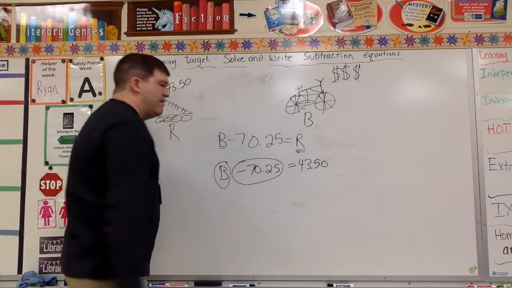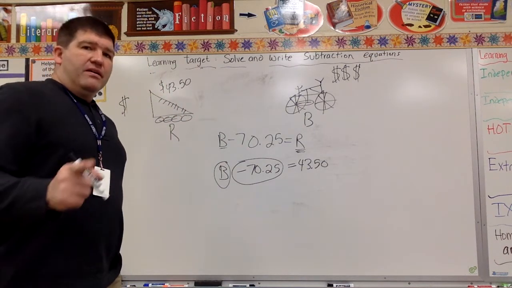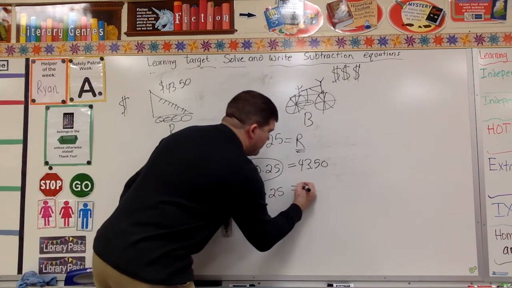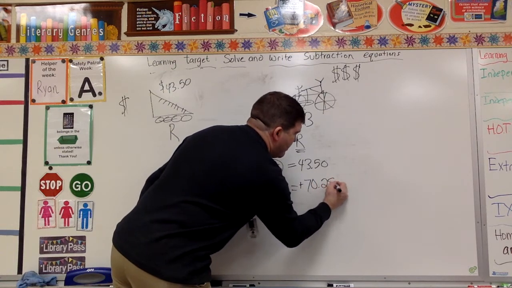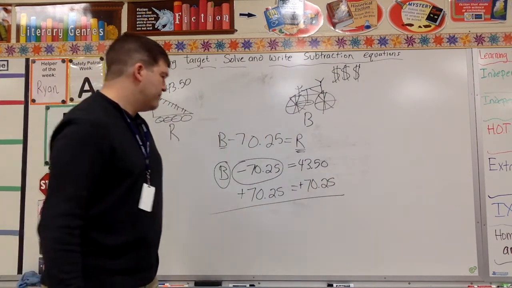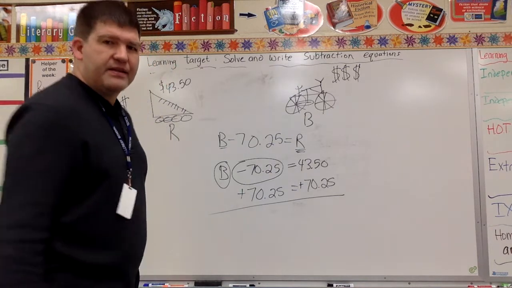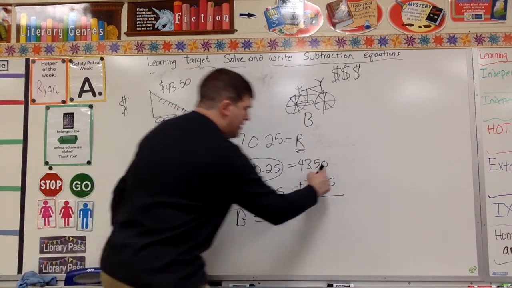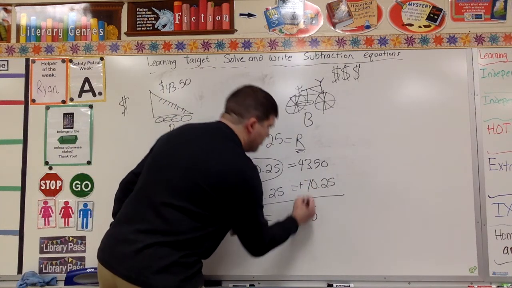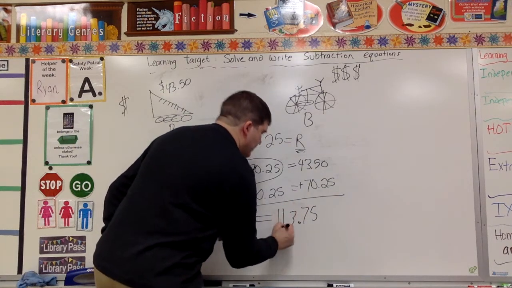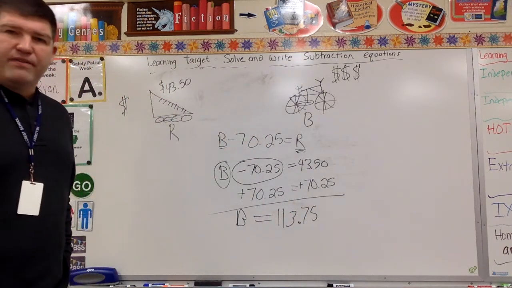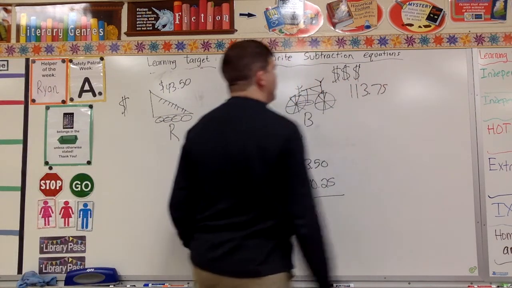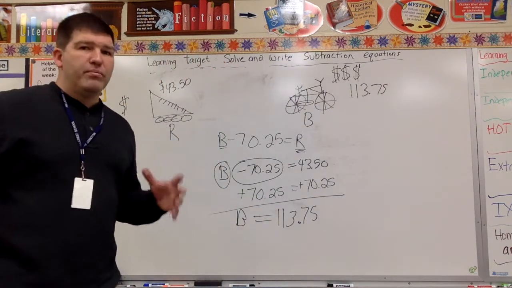I got to get rid of this 70.25. Do the opposite of negative. Opposite is positive. Plus 70.25. Do it on both sides. Plus 70.25. And let's see what I get. So, B, these cancel each other, equals $113.75. So I think the bike costs $113.75. I already established that the bike is more money than the rollerblades.